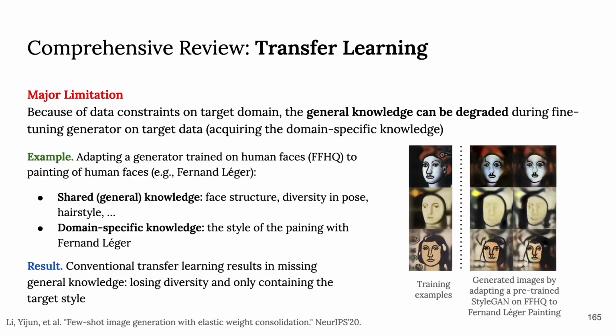Here's an example from the EWC paper. As you can see, we have 3 training samples, and after adaptation, all generated images are basically similar to the training samples, meaning that the diversity of the source generator is lost. And approaches in this category actually want to prevent that.